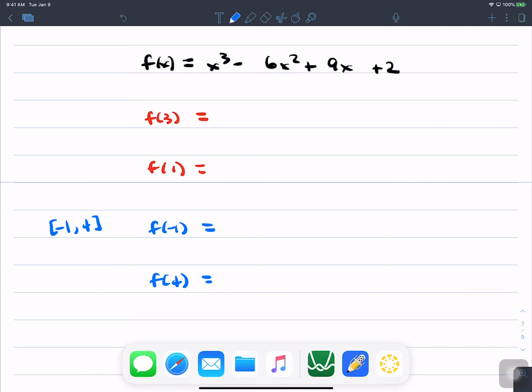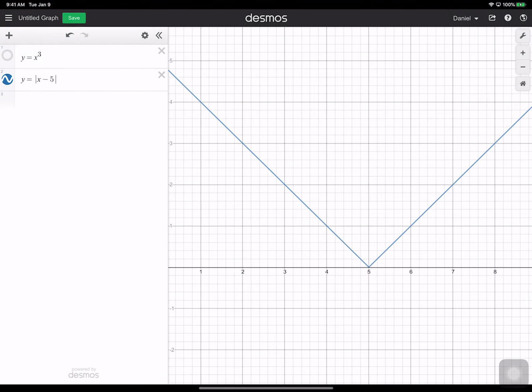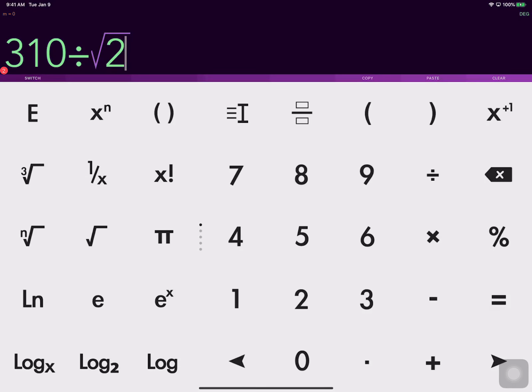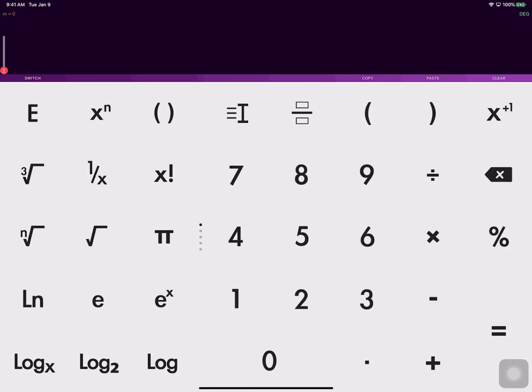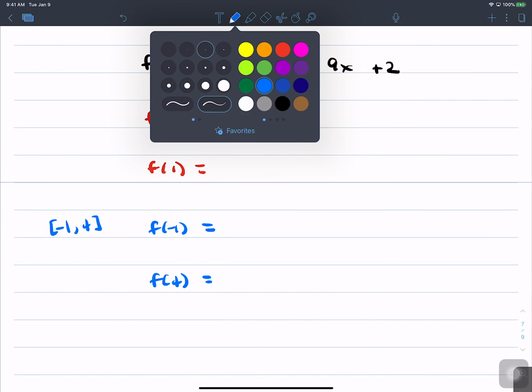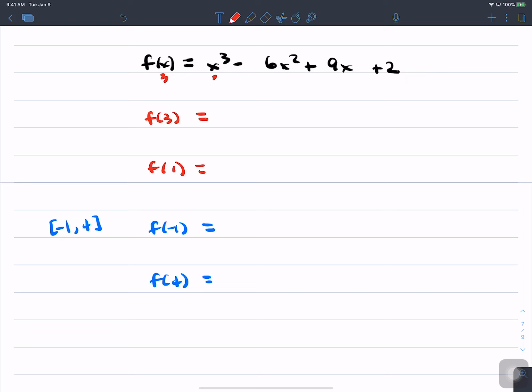But let's look for a calculator here. I have a calculator. Let's try this one here. I know it's crude, but here's the idea. Right, there it is. So I'm going to have to plug in 3 here. So I want you guys to know. Here's 3. Plug in that 3. So this becomes 3 cubed minus 6 times 3 squared plus 9 times 3 plus 2.